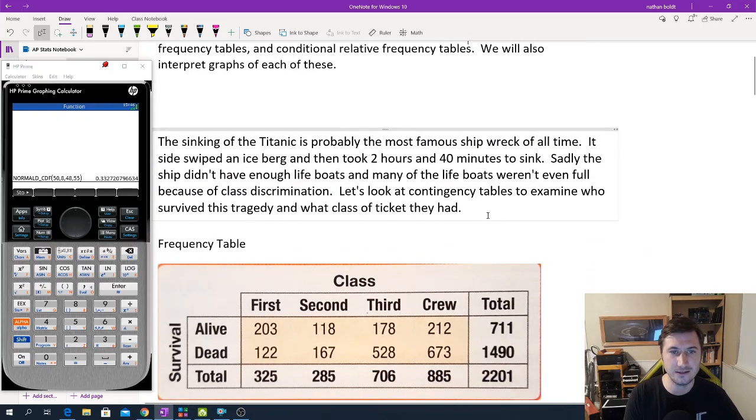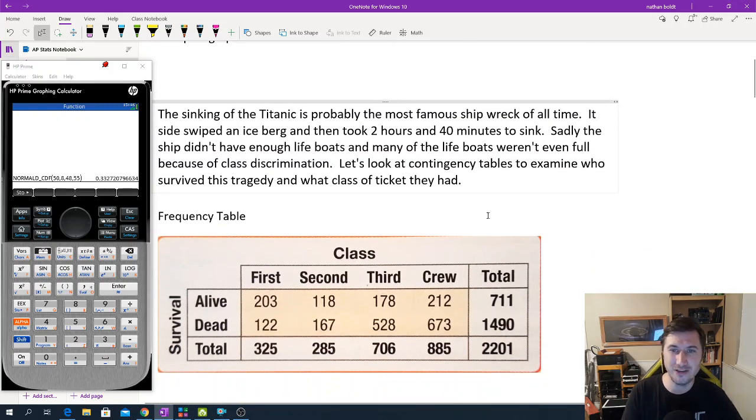So first off, here is our scenario. The sinking of the Titanic is probably the most famous shipwreck of all time. It sideswiped an iceberg and then took 2 hours and 40 minutes to sink. At the end, it did, I believe, break in half. Sadly, the ship didn't have enough lifeboats, and many of the lifeboats weren't even full because of class discrimination. Let's look at contingency tables to examine who survived this tragedy and what class of ticket they had.